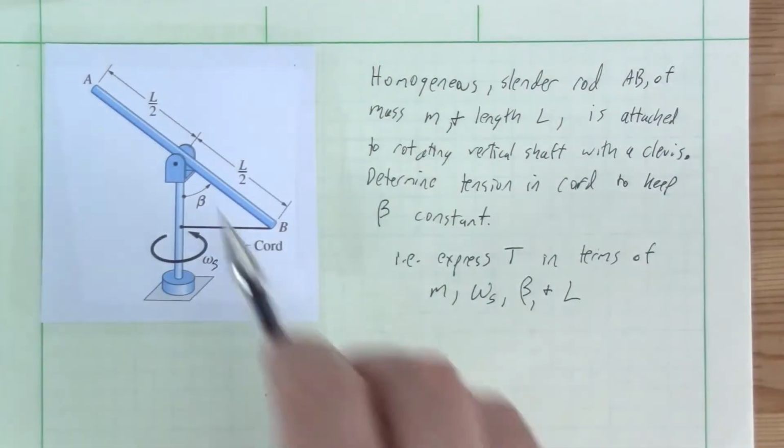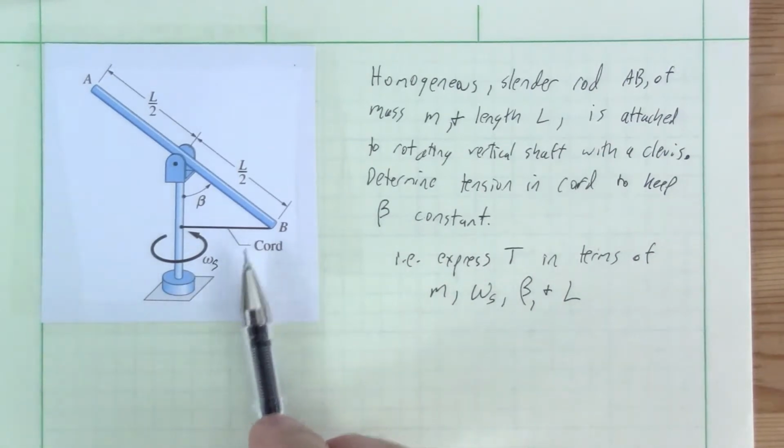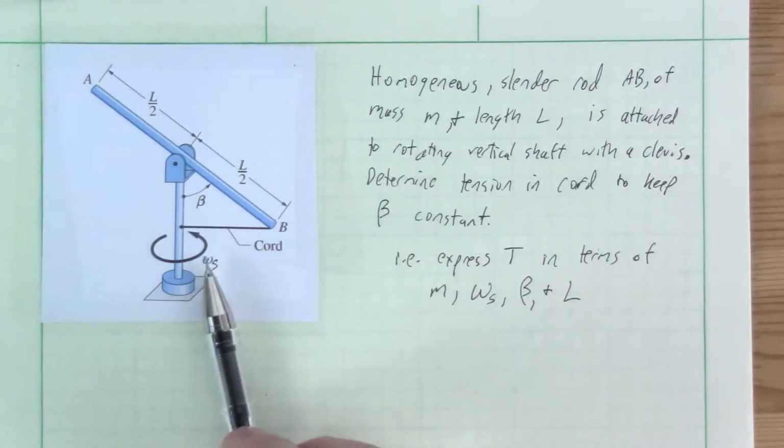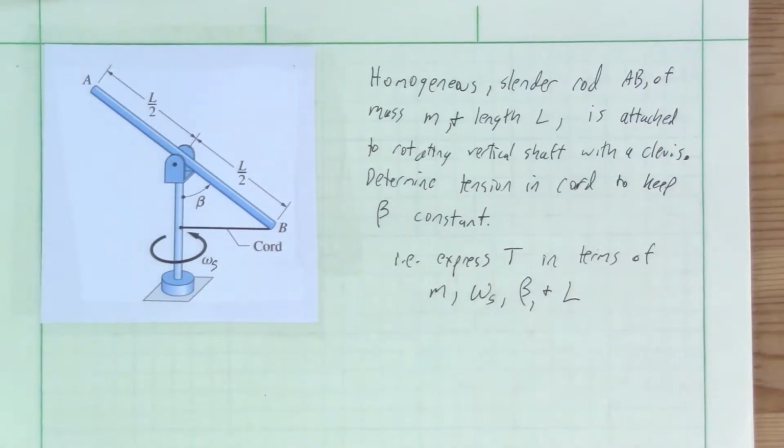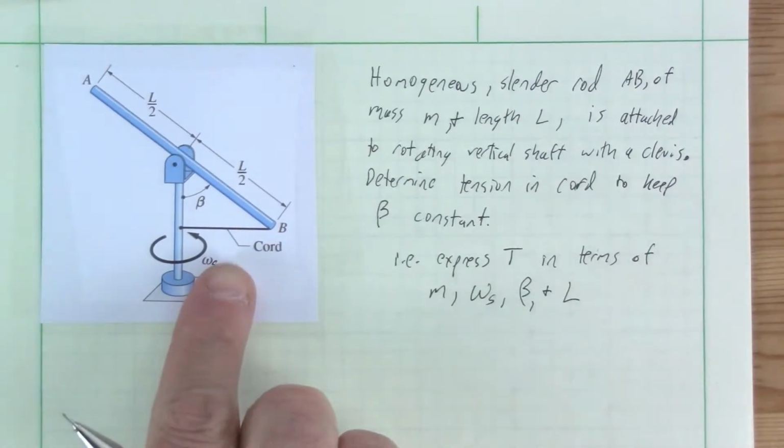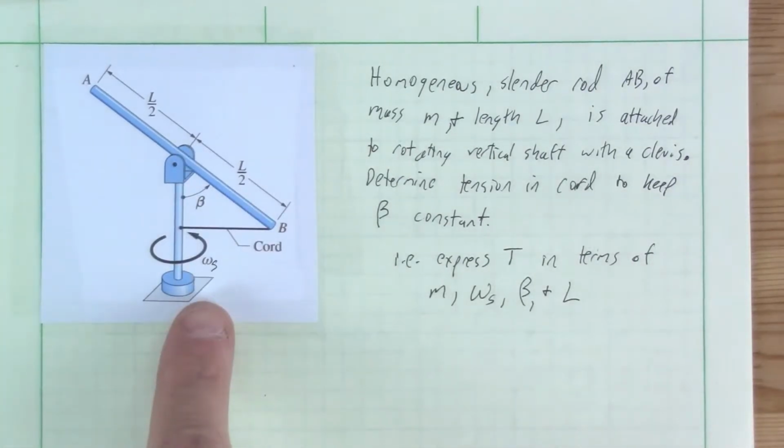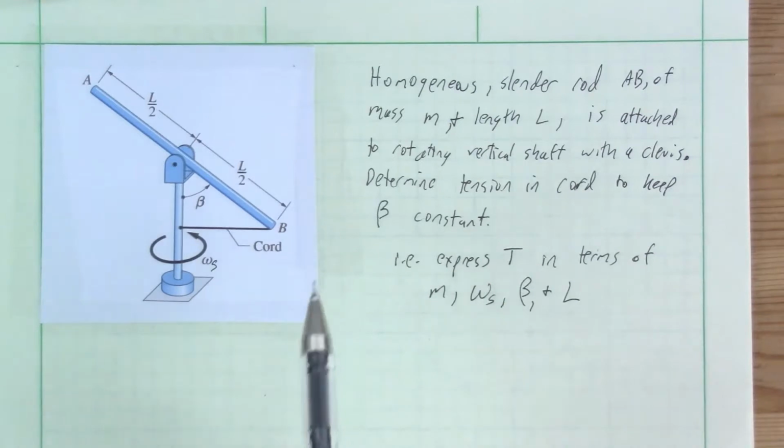Okay, so instead, this cord is providing that lack of rotation, or preventing the rotation. What we want to determine is the tension in the cord while the thing is rotating with an omega s, and do this all as an expression, right? So we're not given any numbers. We've got to keep things completely general here.